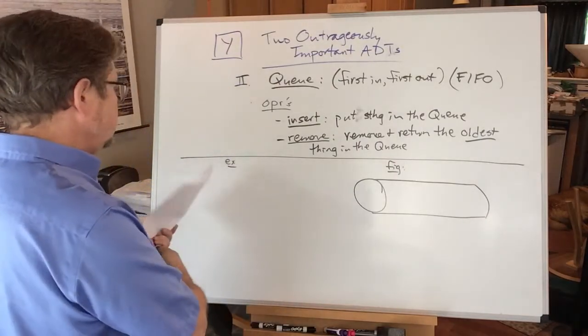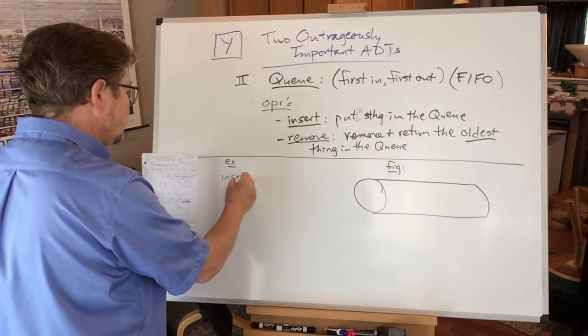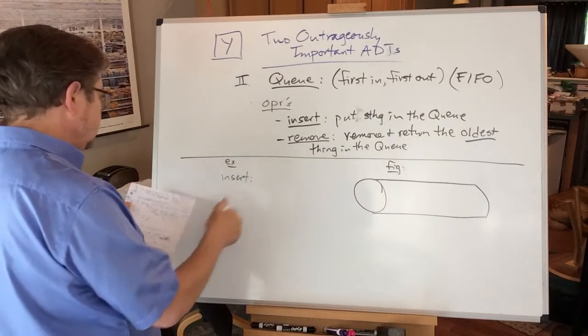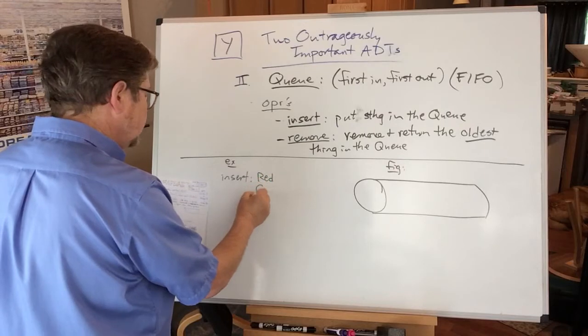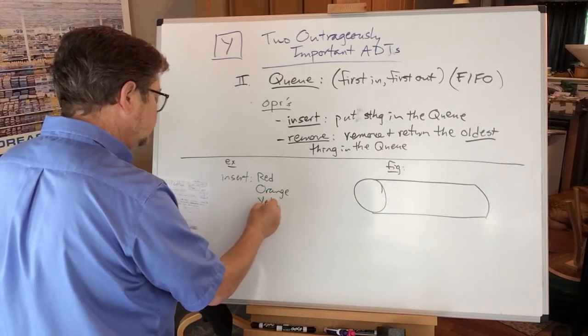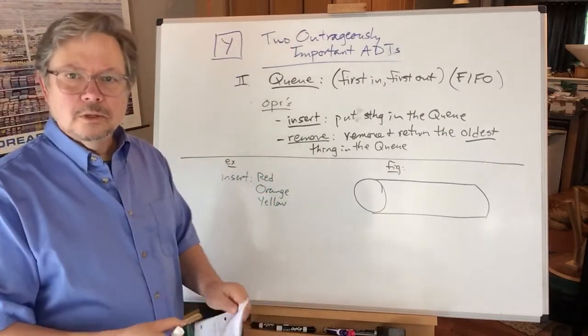I am going to insert. Actually, I'm going to insert several things. So rather than writing that over and over again in the interest of time, I'm just going to put the things I'm going to insert. I'm going to insert red and orange and yellow. Yeah, you're experiencing deja vu because this way it'll be easier to contrast and compare.